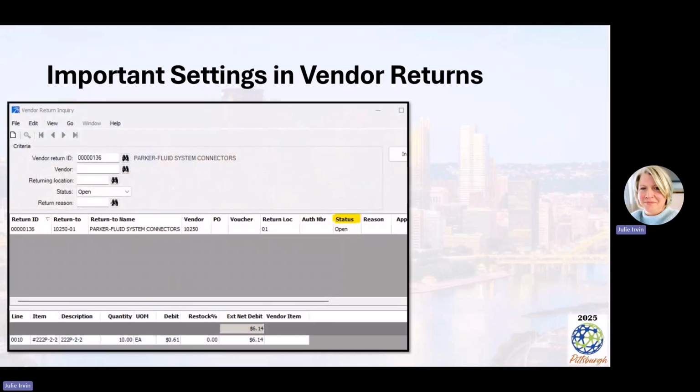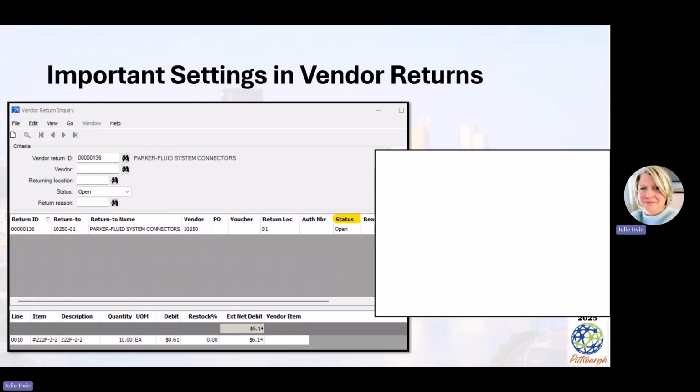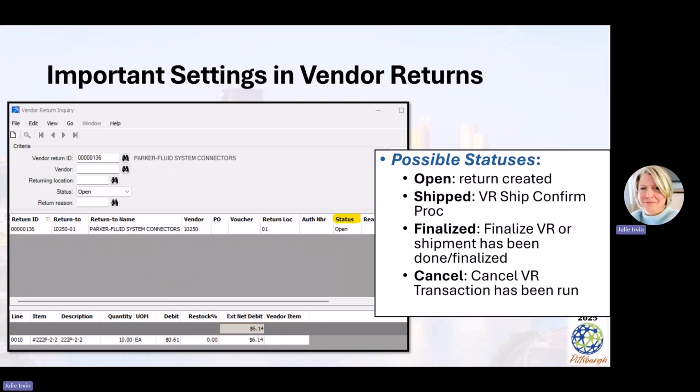And then you can use the vendor return inquiry to see vendor return information, but also to track the status of the vendor return. In other words, what stage of the process is it in? So the possible statuses that you might see are open, which means the return was created in vendor return maintenance and no further steps have been performed.